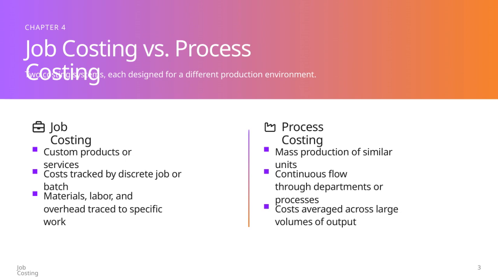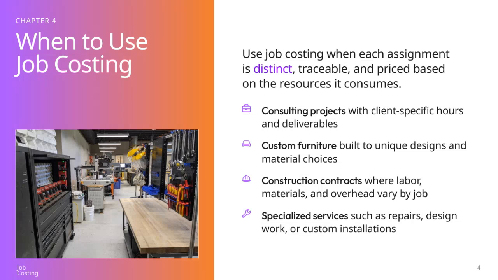On the other hand, process costing suits mass production scenarios where large volumes of similar products flow continuously through departments or processes. Instead of tracking costs for individual jobs, costs are averaged over all units, which simplifies accounting when products are indistinguishable and produced in bulk. Understanding these distinctions helps us choose the right costing method based on the production setup and ensures accurate cost allocation. Now, let's talk about when to use job costing.